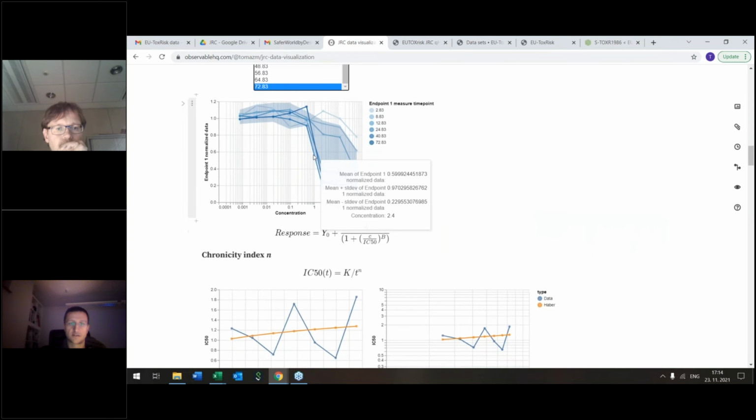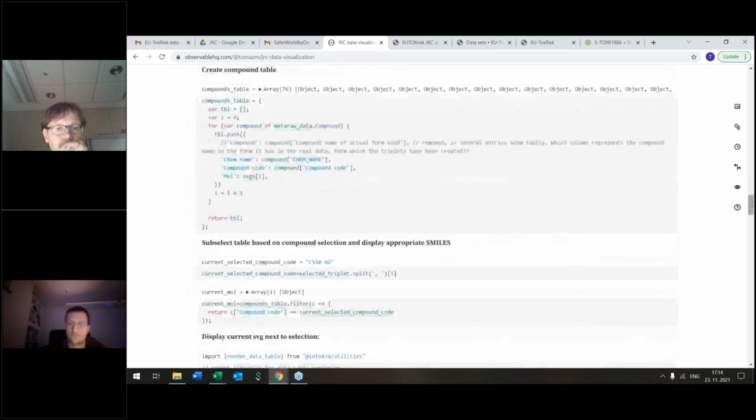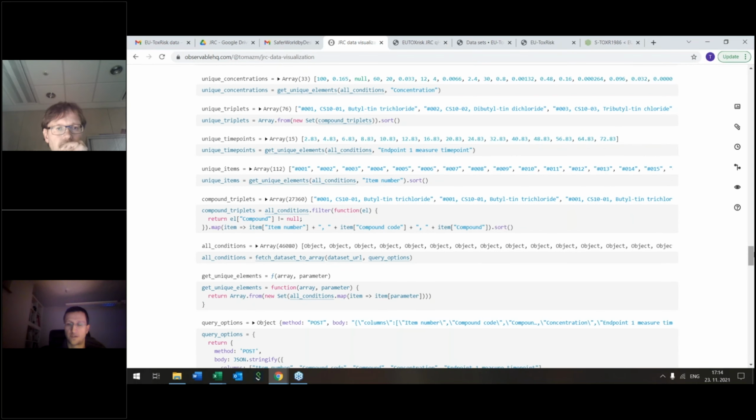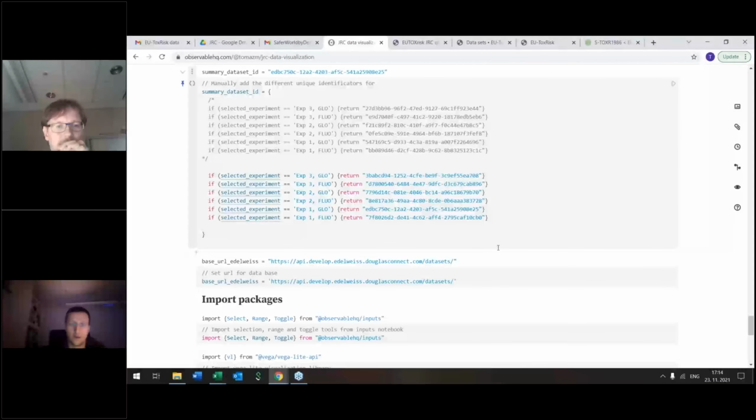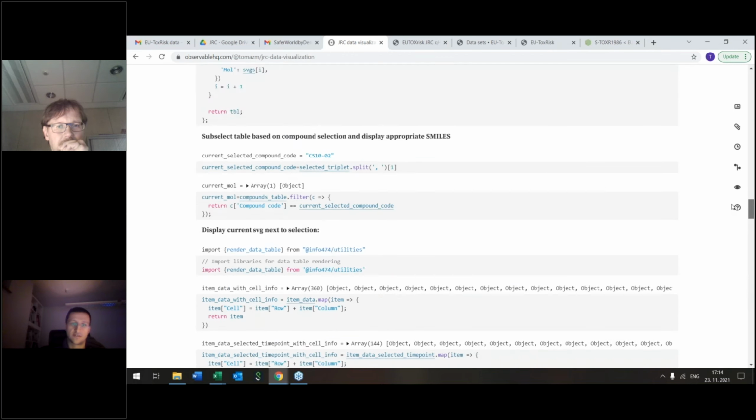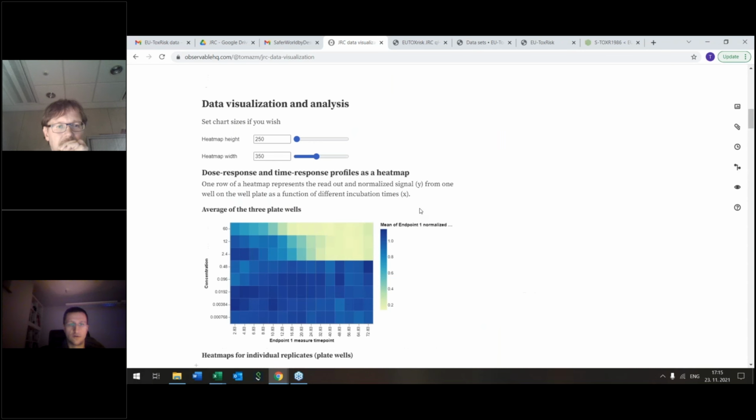So behind such a notebook is also some code that was needed to generate it. This is particularly JavaScript, but everything starts here where you basically access data from the database, from the cloud. And after that, you basically just reorganize the data that you accessed to show the interesting part.